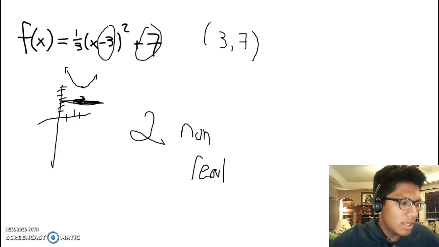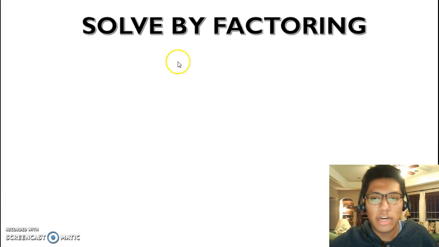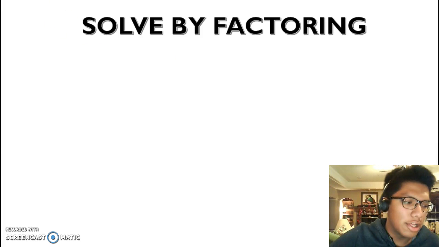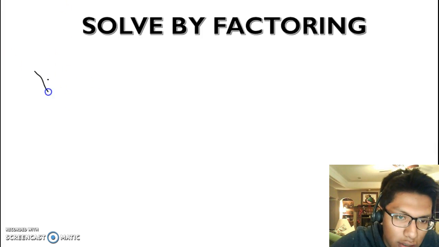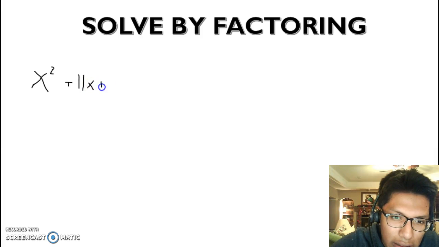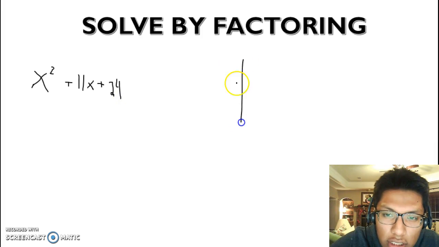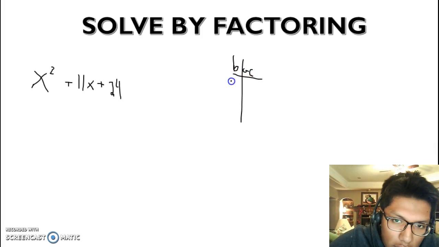Okay. So right here, we're going to solve by factoring. We can factor to solve a quadratic equation. And by solving, we'll get the roots of the equation. So here's an example. X squared plus 11x plus 24. So we're going to set this up over here. B, and the 11 right here. And the 24 over here.